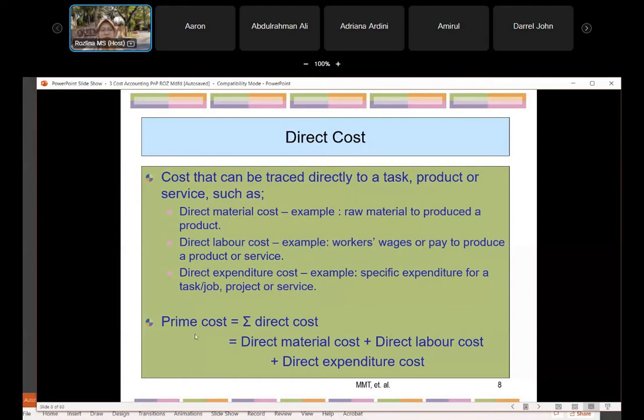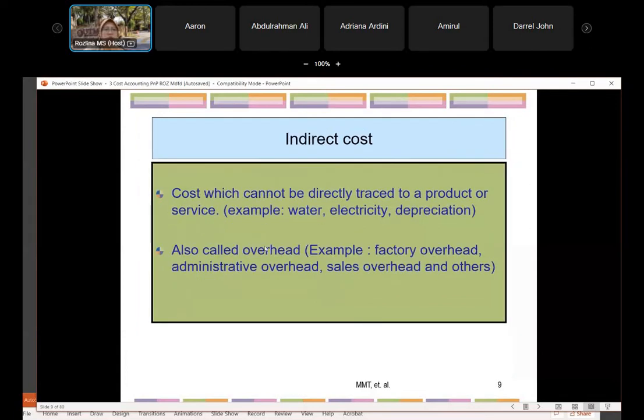Okay, in conclusion, they will combine and be called prime cost. Prime cost is the total of direct cost, that is direct material cost, direct labor cost and direct expenditure cost. Okay, costs which cannot be directly traced, such as water, electricity. These are utilities.